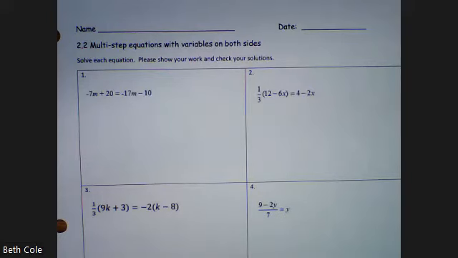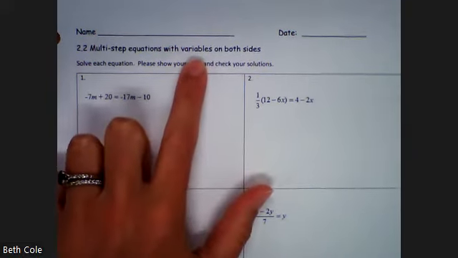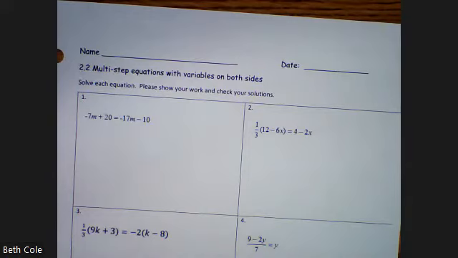So today's lesson is a continuation of what we did last time. If y'all felt like last time was pretty okay and you got it, we're just going to do more of that. This time, though, we're going to have multi-step equations with the variable on both sides. I just want to review what we did last time.